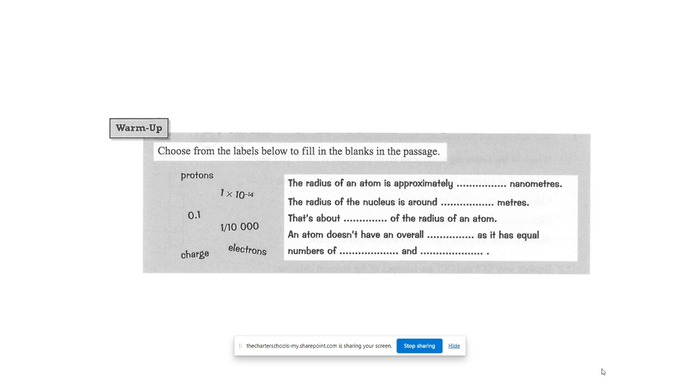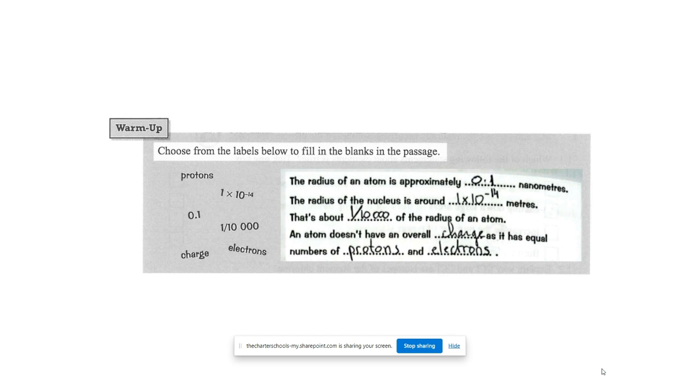Okay, first question, little warm up. The radius of an atom is approximately 0.1 nanometer. Okay, so 10 to the power of minus 10 meter. The radius of the nucleus is around 10 to the power of minus 14 meters. It's really small. It's about 1/10,000th of the radius of an atom. And an atom doesn't have an overall charge, as it has equal number of protons, which are positively charged, and electrons, which are negatively charged.